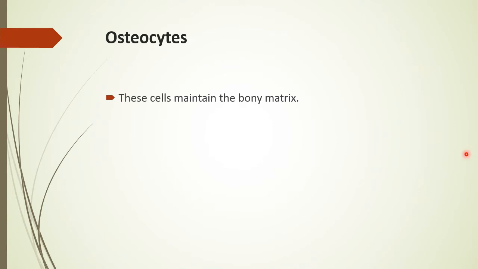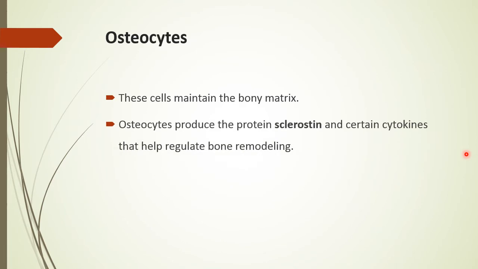The osteocytes maintain the bony matrix, and they produce the protein sclerostin and certain cytokines that help regulate bone remodeling. Osteocytes are important cells in the bony matrix. Bone remodeling is very important in the case of fractures and bone repair, which is the reshaping of the bone.